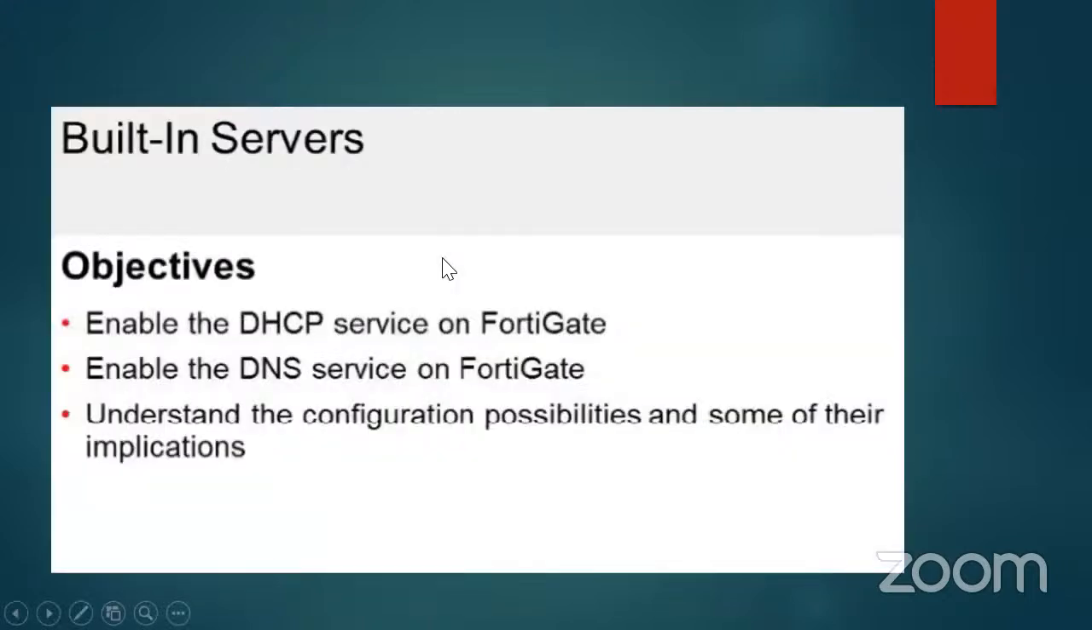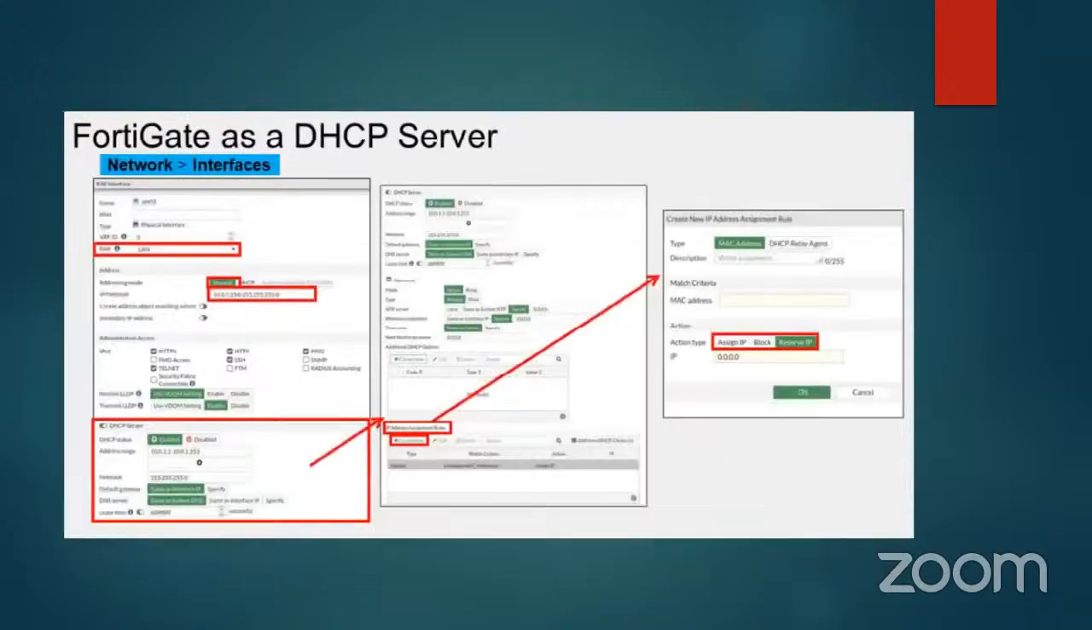All right. Now, again, basic FortiGate also has some built-in servers. FortiGate can be used as the DHCP server as well. And you can define rules as well, for example that I want to block a MAC address if it does not belong to me. So you can do that granular control on FortiGate. That is the best part about it.